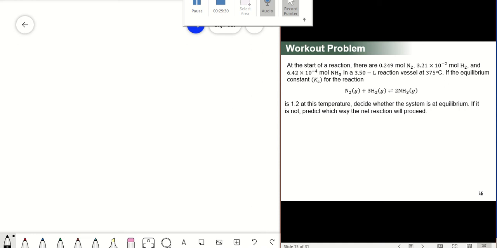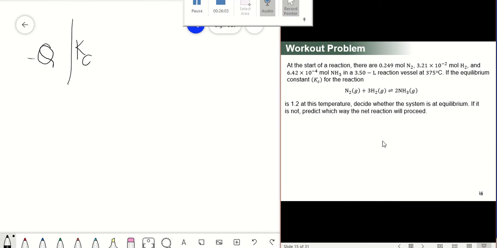How do we know if the system is at equilibrium or not? We will have to compare Q and Kc, right? In order to compare them, we have to first figure out the value of Q and the value of Kc. If they are equal to each other, we know the system is at equilibrium. If they are not equal, we can then predict the direction in which the reaction goes, right? So let's figure out what Q is for this reaction, and K is already given to us.